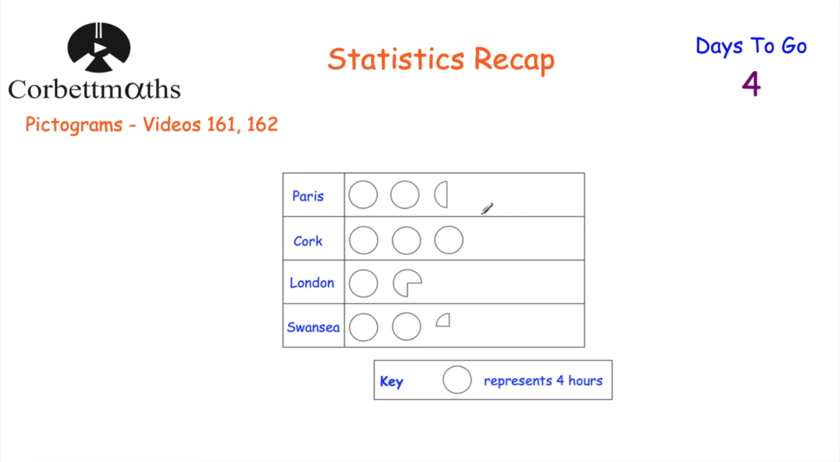Pictograms, make sure you can complete pictograms and draw pictograms. A very important thing with pictograms is to make sure you know what the key represents. Here each circle represents 4 hours. That means that half a circle would be 2 hours, a quarter circle would be 1 hour, 3/4 of a circle would be 3 hours, and so on. So in terms of hours here, it'd be 4, 8, and another 2 would be 10.